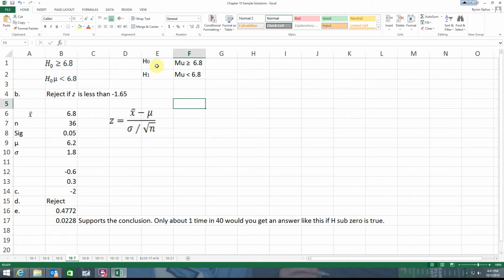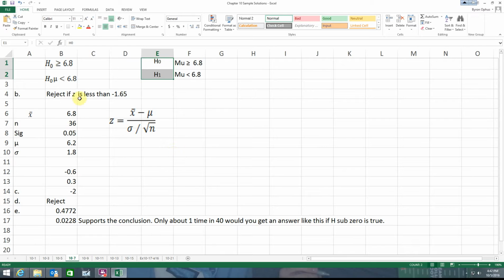So I've stated my hypotheses there, right? And again, I do the alternate hypothesis based on the question that they've asked. Then we just have to do our work, right? We find a z value. Oh, we got to say b though, right? Because for all of these we have to do b, which is what is the decision rule.